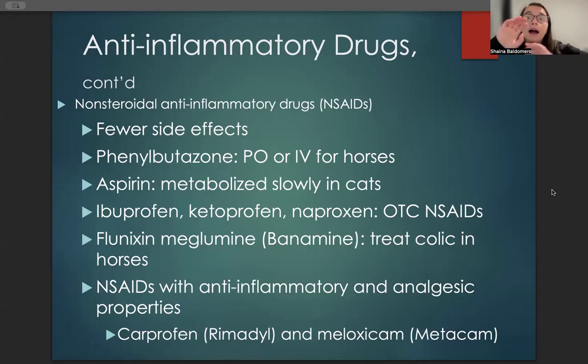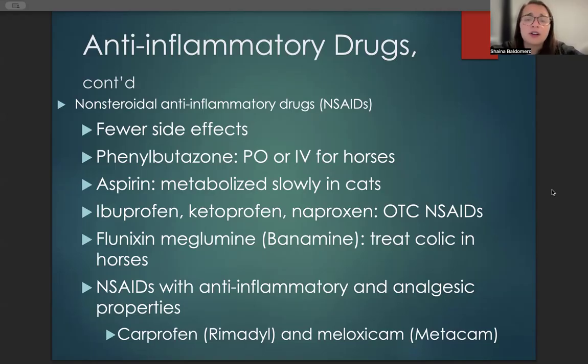So we do have special formulations of, for example, aspirin that's marketed just for horses. And again, it's at an appropriate dose for horses, and it's not going to have any of the additives that you're going to see in human medication that could be toxic to them. So I just want you to keep that in mind.